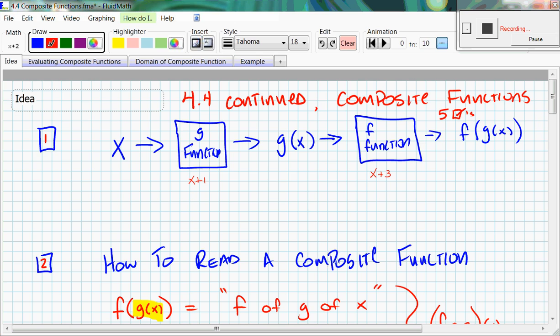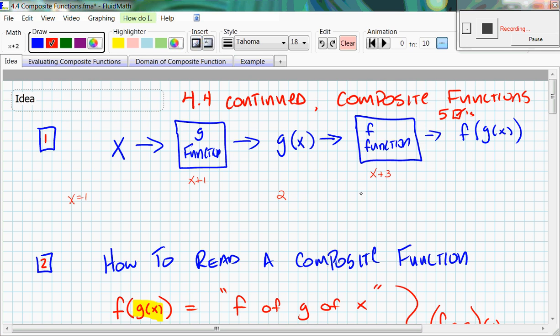So let's say x is equal to 1, okay? If x is equal to 1, I plug it into the g of x function. Let's say the g of x function happens to be x plus 1. So if x is equal to 1, I plug it into the g function. Well, 1 plus 1 is 2, so out would pop a 2.